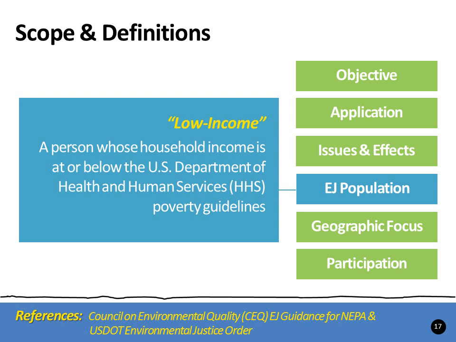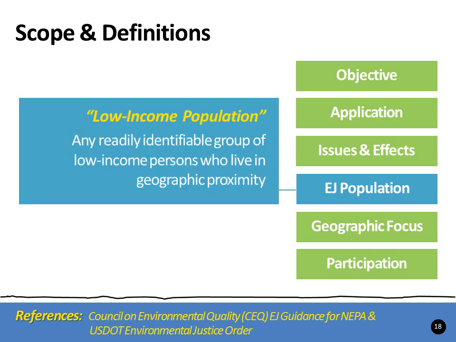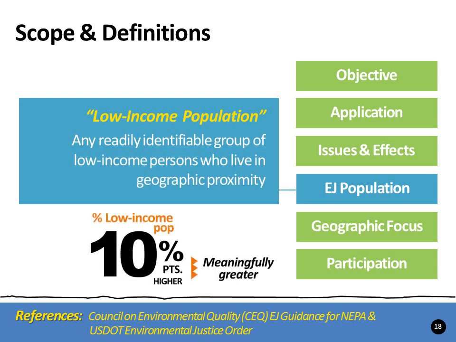Low income is defined in the DOT order for environmental justice as a person whose household income is at or below the Department of Health and Human Services poverty guidelines. A low-income population is any readily identifiable group of low-income persons who live in geographic proximity. Unlike the NEPA guidance on what constitutes a minority population, there is no quantitative definition of what constitutes low-income population, only the meaningfully greater test. So, the 10 percentage points or higher measure of meaningfully greater is also used to identify a low-income population.